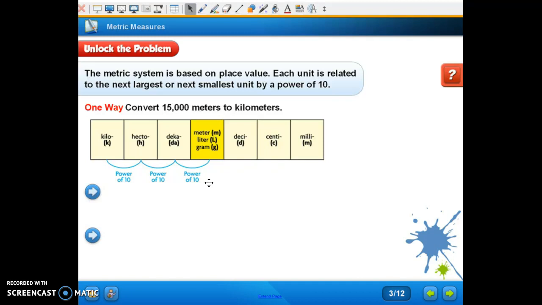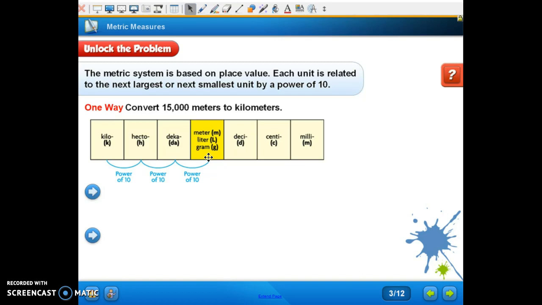So, as you move across this scale, deci is like a tenth. So you actually have a little decimal point here. Centi is like hundredths, and milli is like thousandths. Deca is 10. This is the meter, liter, gram, the yellow spot, that's the ones place. Basically. Deca is the tens, hecto is the hundreds, and kilo is the thousands.